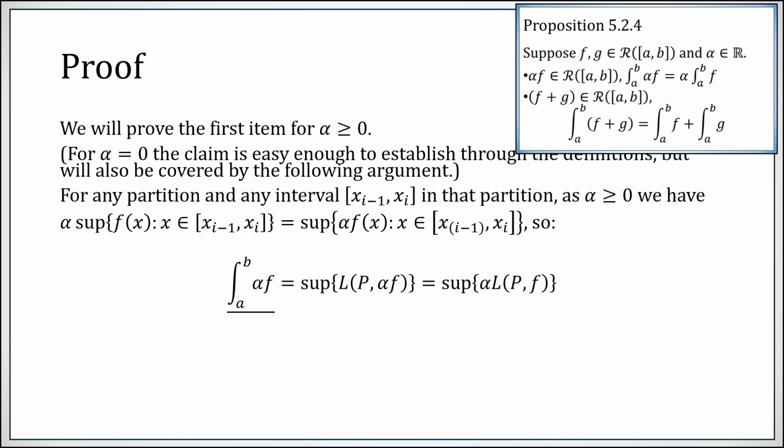Therefore, the lower integral from a to b of alpha f is the supremum of lower sums of alpha times f, but that's just the supremum of alpha times the lower sum of f. That alpha factors out of the supremum, again, because it is not negative, and we end up with the lower integral of alpha f is alpha times the lower integral of f.